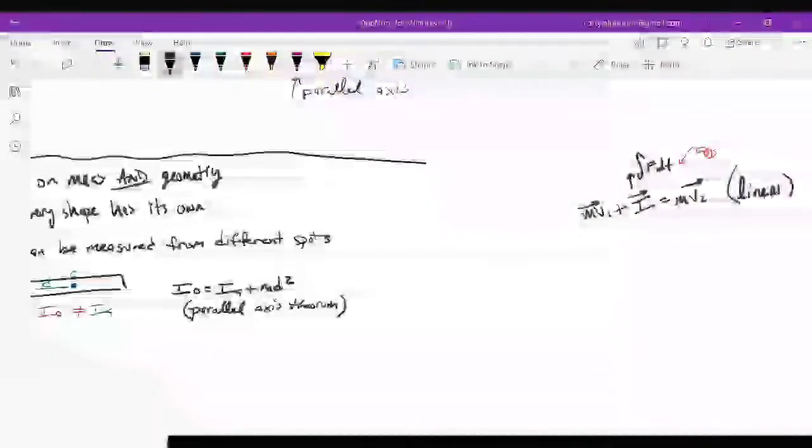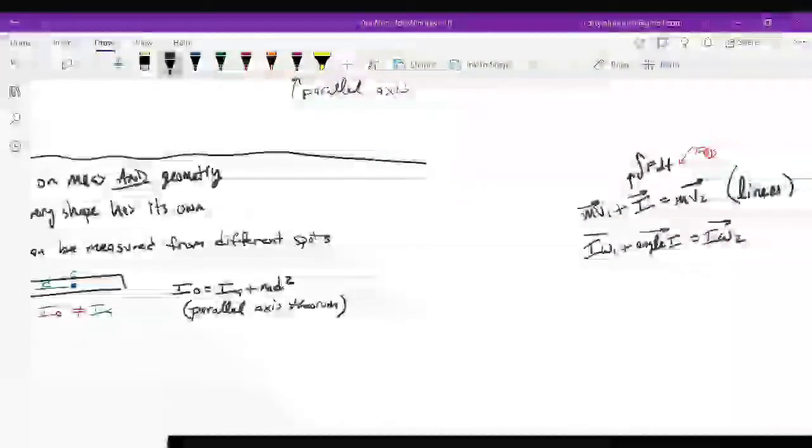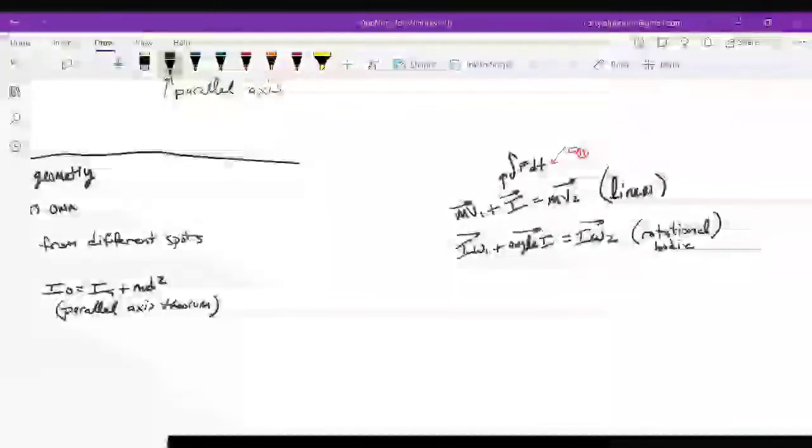But remember, once you learn every angular term, you can replace any linear term with its angular term, and you'll create the angular version of the equation. So instead of using mass, we use I. Instead of using velocity, we use omega. We're going to call it angular impulse, and that has to equal I omega 2. This is the rotational version of impulse and momentum. It still holds the same exact thing, except we apply it to bodies. Does that make some sense?